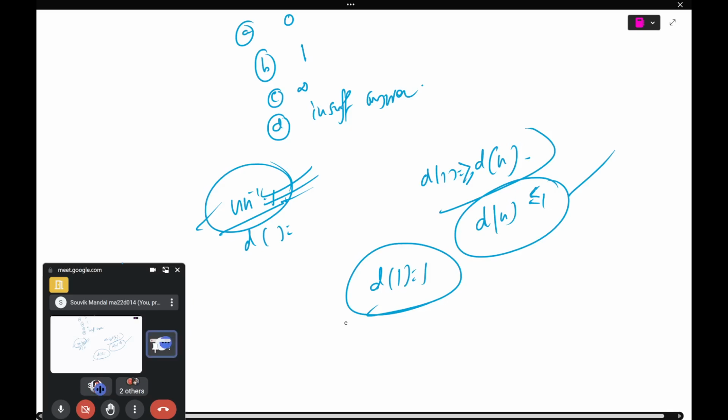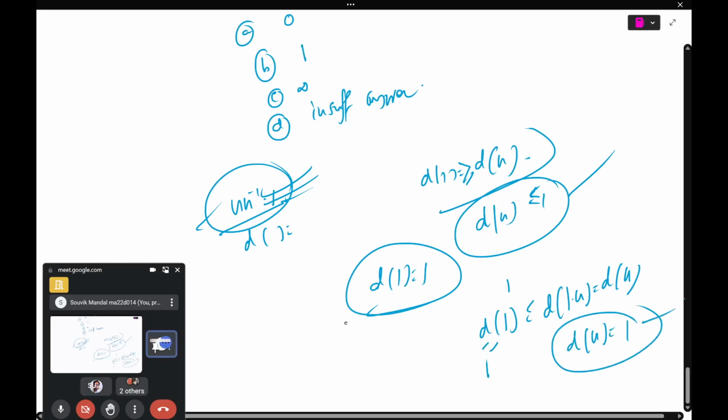The next is similarly D of u inverse less than or equal to D of 1. When u inverse equals 1, the given 1 can be written as 1 dot u. By definition D of 1 is less than or equal to D of 1 dot u, which is nothing but D of u, correct? So D of u is equal to 1. Understand?